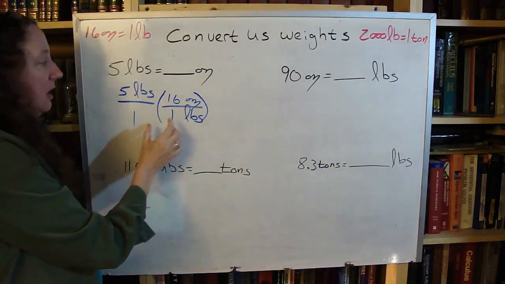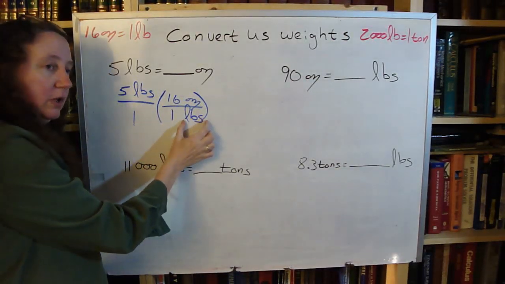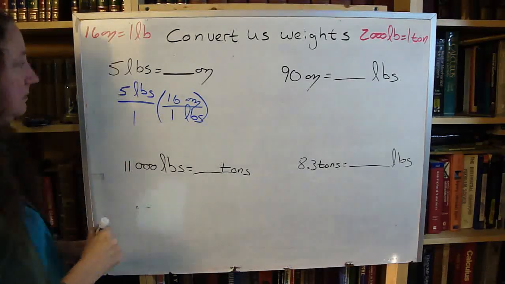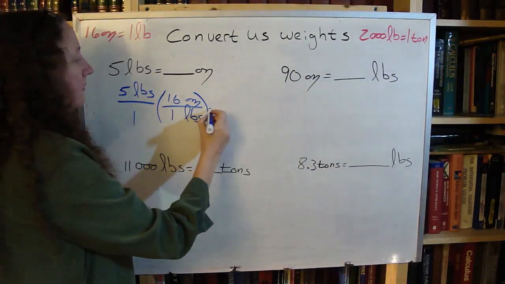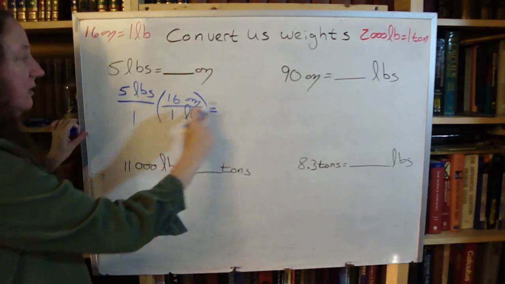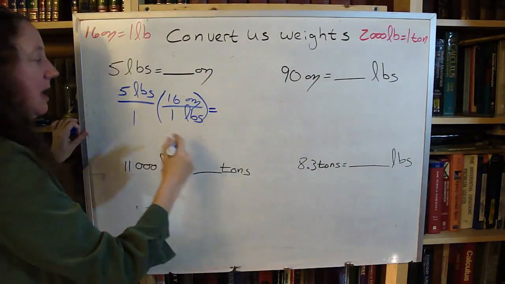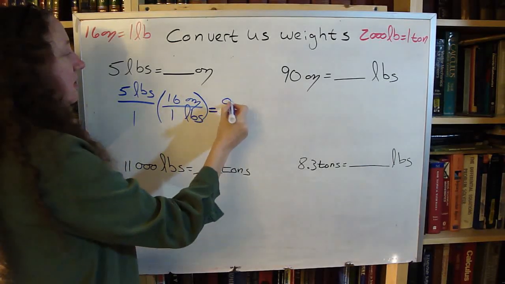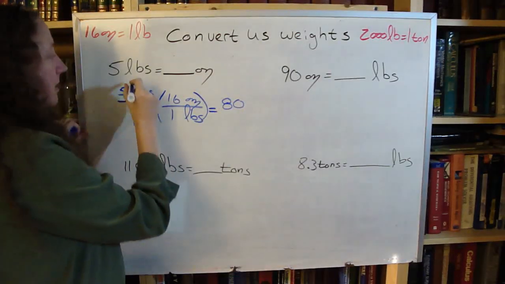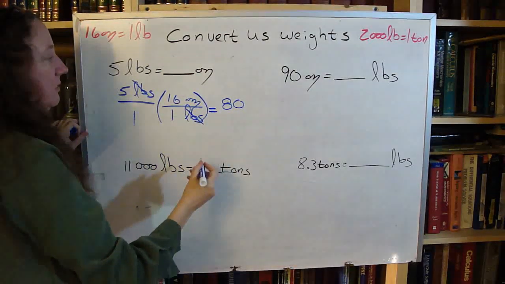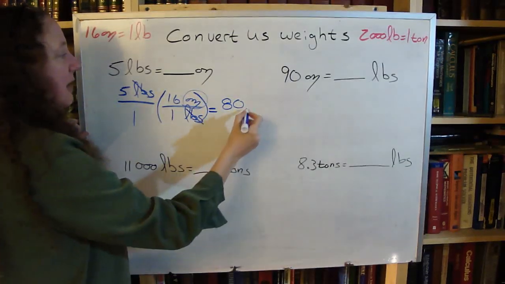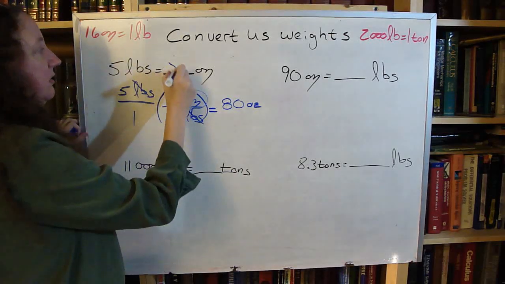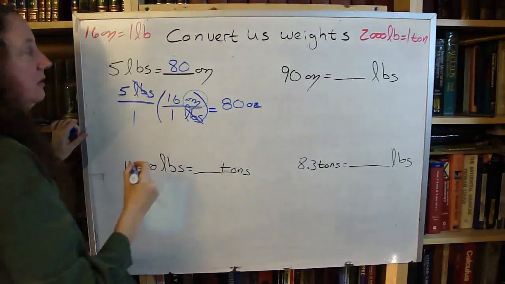Notice with this, I set up my units before I put my numbers in there. Now I can take this and multiply the top, multiply the bottom, reduce where needed. 5 times 16. Pounds cancels pounds, and I have ounces left. My answer is 80 ounces.